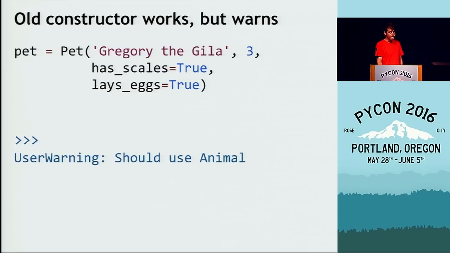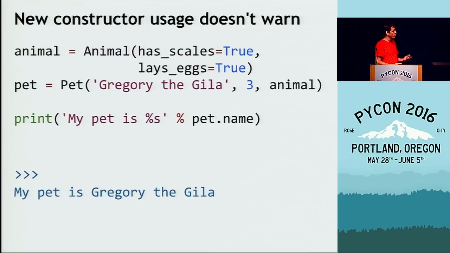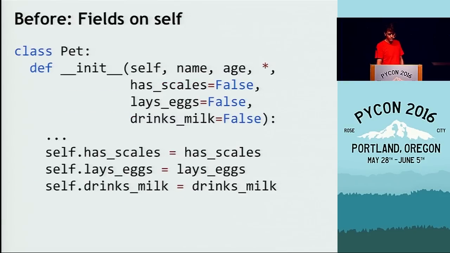Similarly, if I just create a pet, this continues to work. I don't have an animal instance in here at all. It's not even mentioned. I just pass in has scales and lays eggs. And when you do that, you'll actually get a warning from Python, which is should use animal, so that you know that you're doing something wrong, and you should migrate your code. And then if you use it correctly, then there are no warnings at all. So you create an animal class, you hand the animal class to the pet class, everything works fine. So that's just the constructors part of this.